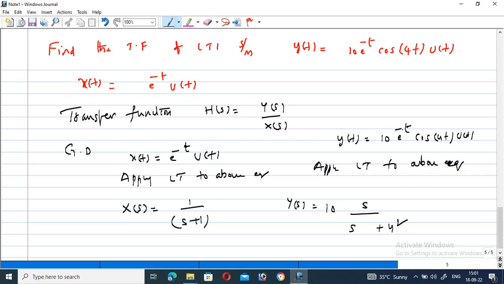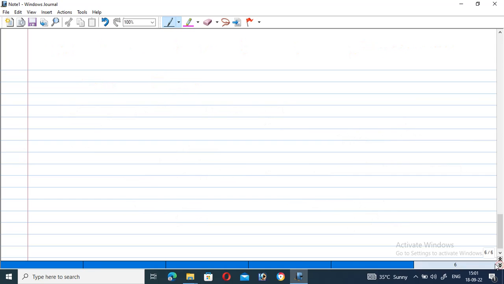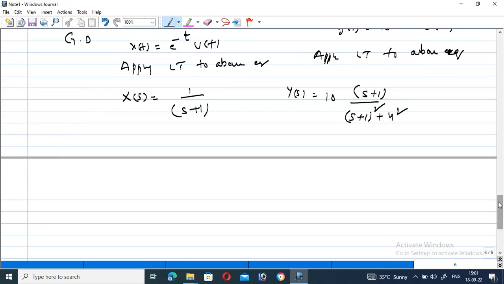But the problem is that e power minus t will be there. So multiplication in time domain results in shifting in frequency domain. Therefore, s plus 1 will be coming here, as well as s plus 1 whole square will be here, right? So that is the equation. Now if you know the Y(s) and X(s), definitely you can calculate the H(s) value. Therefore, the transfer function H(s) is equal to Y(s) by X(s).